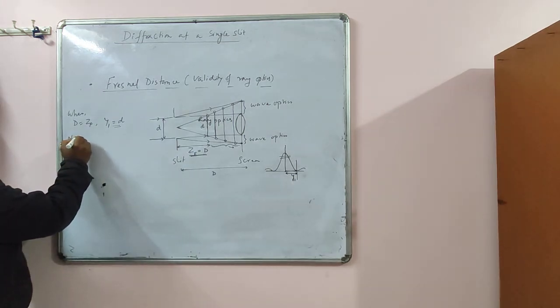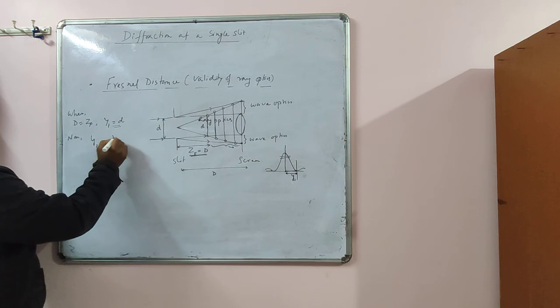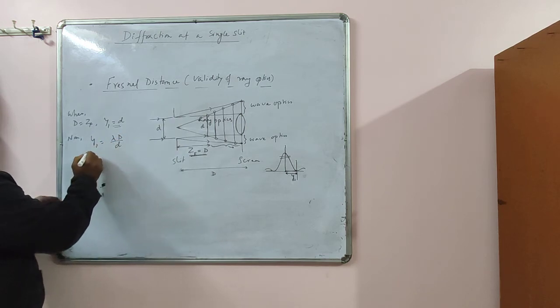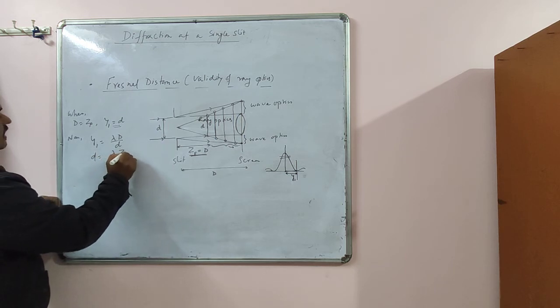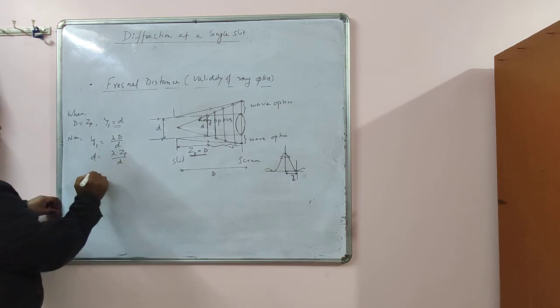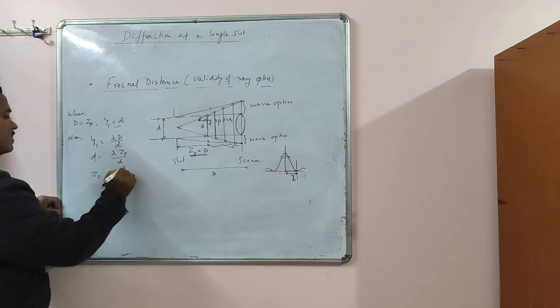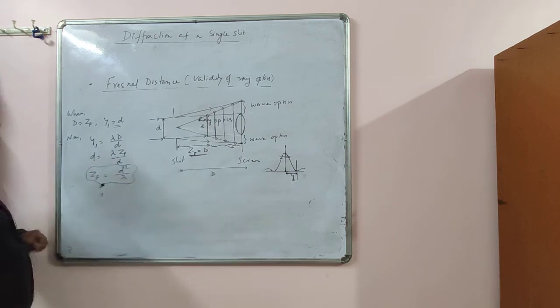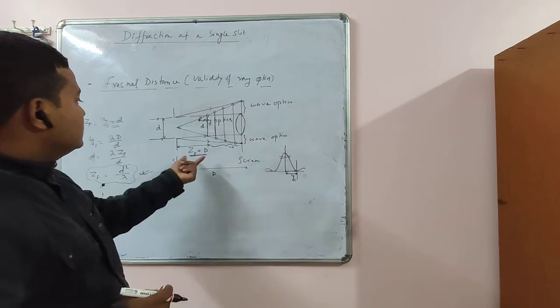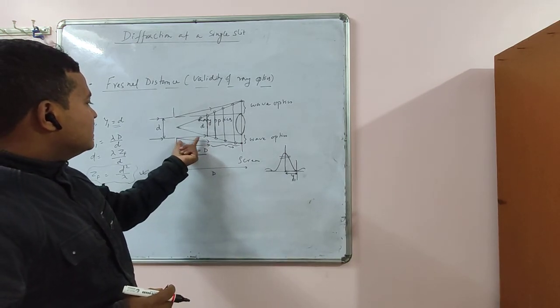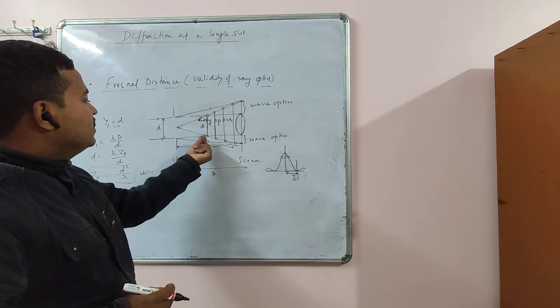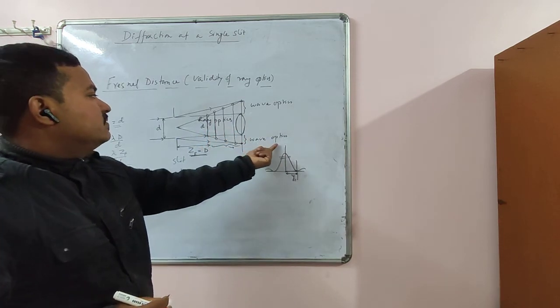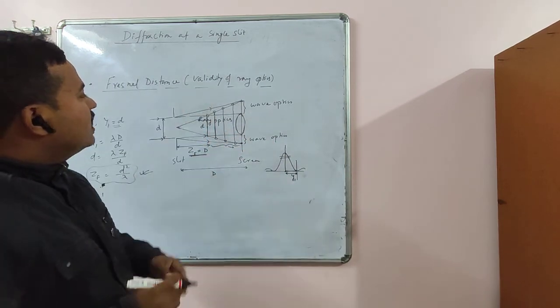Now, Y1 is equal to what? You use the formula lambda D by d. So here, Y1 is equal to the slit width, and lambda D is ZF, divided by d. So from here, ZF is equal to d square by lambda. This distance is called the Fresnel distance. What is the importance of Fresnel distance? If distance D is less than ZF, ray optics is valid. If the distance is more than ZF, wave optics is valid. So this is the validity of ray optics.